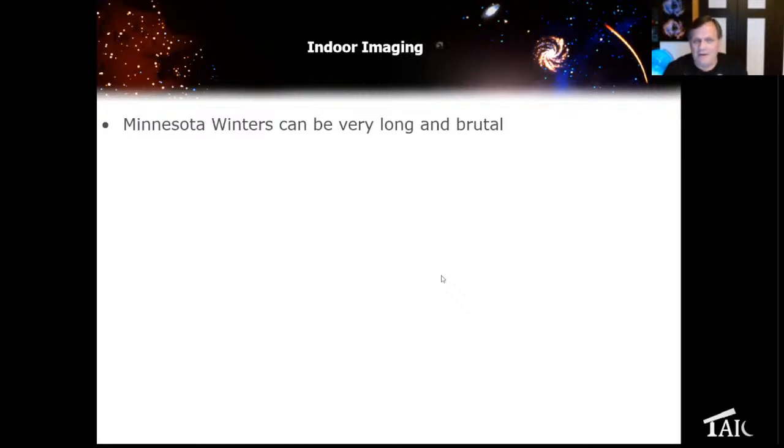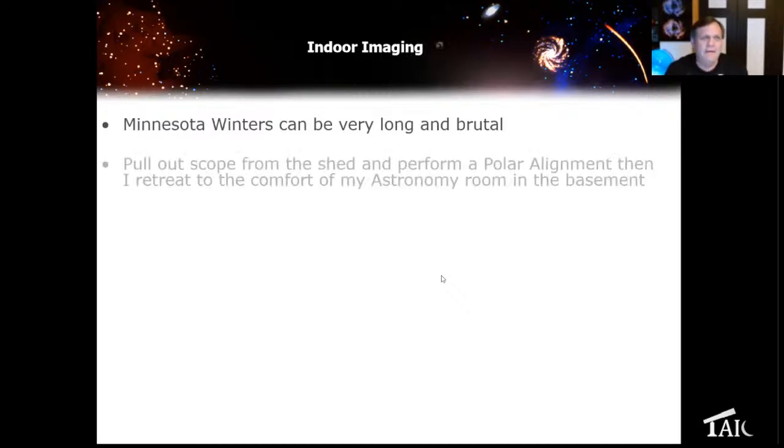The Minnesota winters I mentioned can be very long and brutal. So what I do is pull out the scope from the shed and perform a polar alignment, and then I retreat to the comfort of my astronomy room in the basement. I've gotten so good at polar alignment. Even before the tree went down, I had access to the North Star, which was great. Polar alignment is pretty straightforward for me.